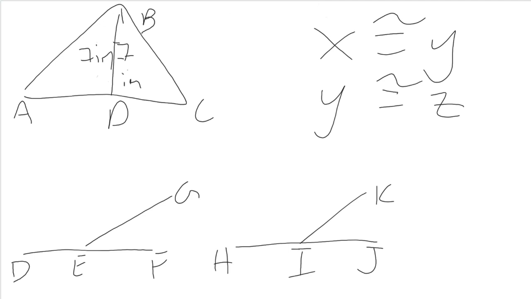So the reflexive property says that if we're talking about the same line, no matter which part of the triangle we're talking about, it's still going to be the same measure. And we don't have to prove it. The definition itself is good enough.